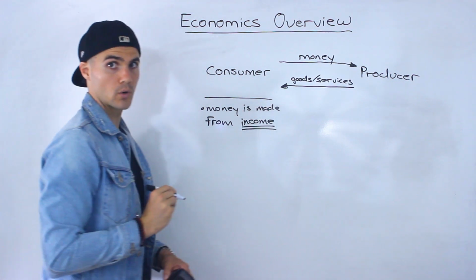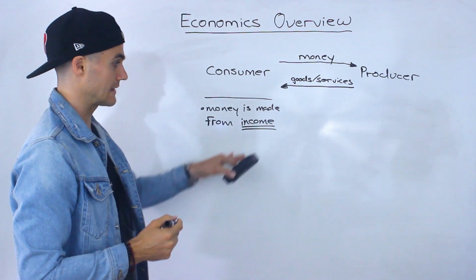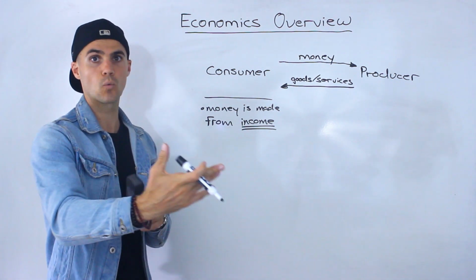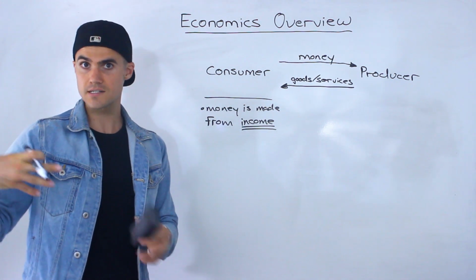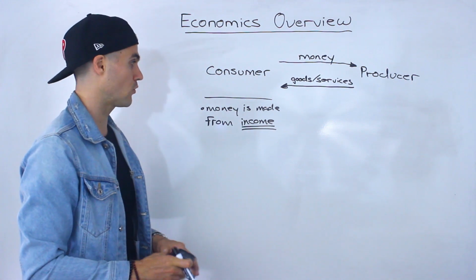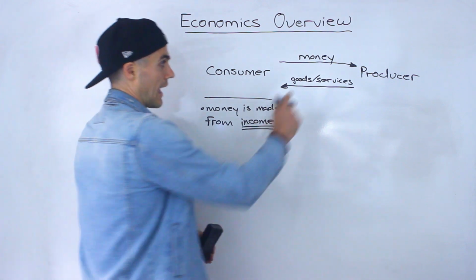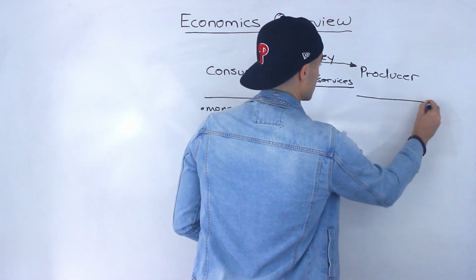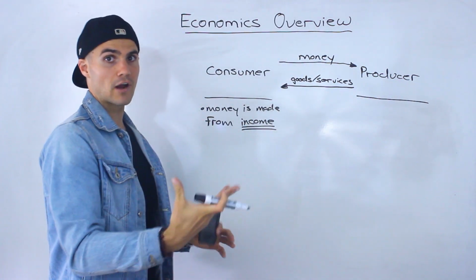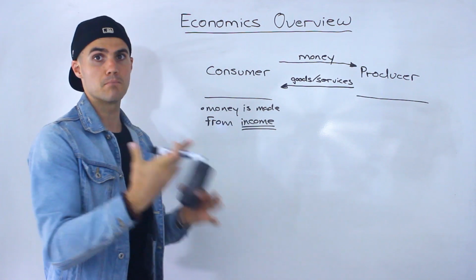That is the word we're going to use for the source of money. And again, this income could mean a lot of things. Wage, it could mean rent, it could mean interest, as I mentioned before. For now, let's just keep this word income over here. And then these goods or services, they don't just appear out of nowhere. They have to be made.